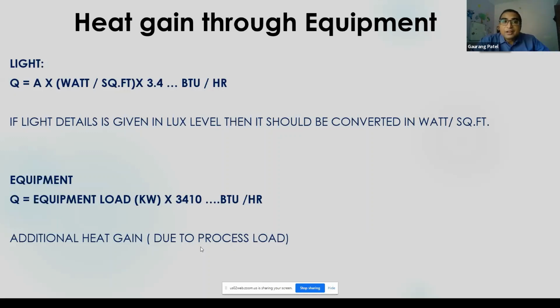A motor converts electrical energy into mechanical energy, and the inefficiency of that is added as heat into the atmosphere. So if I say the motor efficiency is 80%, then out of 100%, 80% of the electrical energy has been converted into mechanical energy. The 20% is wasted as heat. So I need to consider 20% of the motor power as the equipment load for the heat load calculations. Okay, so for that process load, you need to be very cautious what amount of heat load comes into our atmosphere.